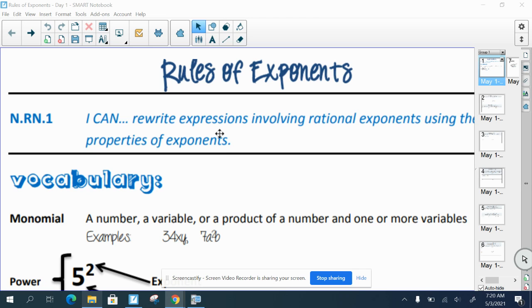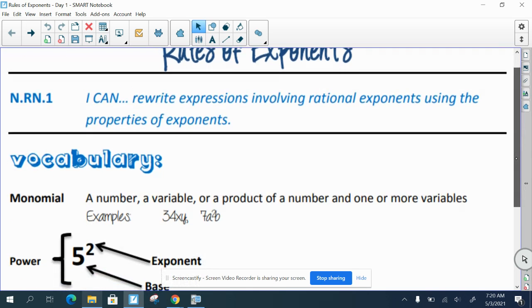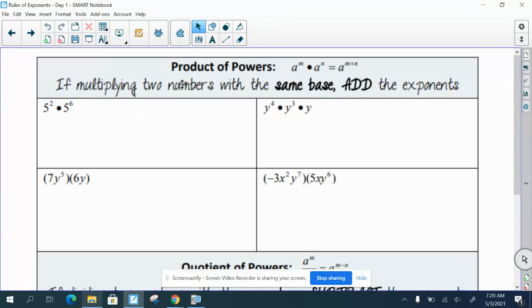Hi everyone, in this lesson we're going to review some rules of exponents. I'm going to try to go through this pretty quickly because you guys should already know a lot of this stuff. So let's go ahead and get to some examples.